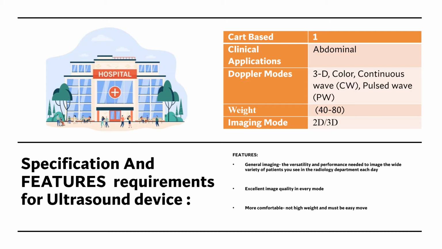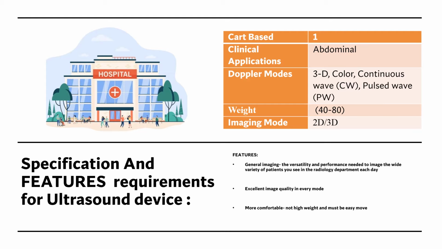So now we talk about the specifications and features required for an ultrasound device in our hospital. So first, cart-based, we need one because it's easy to move in a hospital. The second thing, clinical application, we need to use it in abdominal because most devices of this type are specialized in this area.